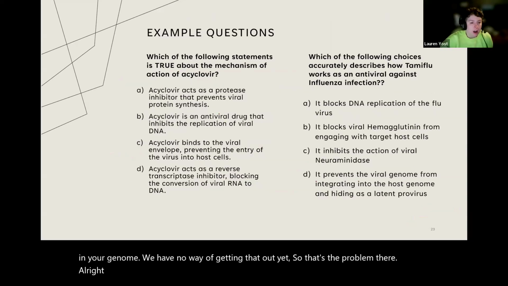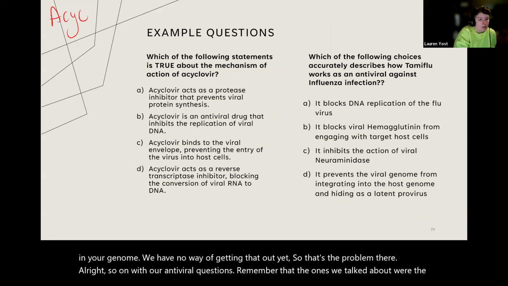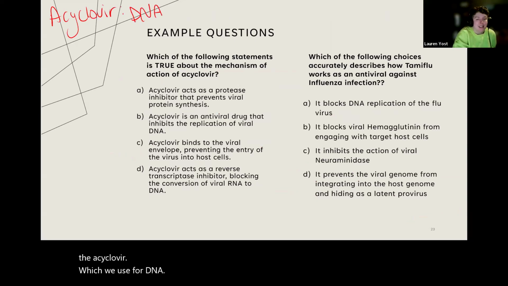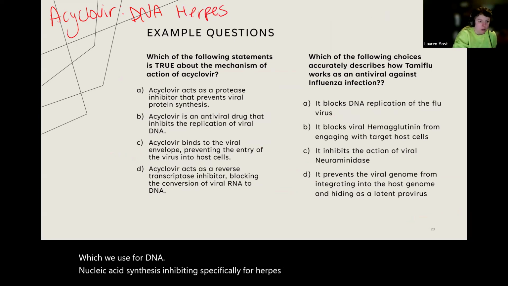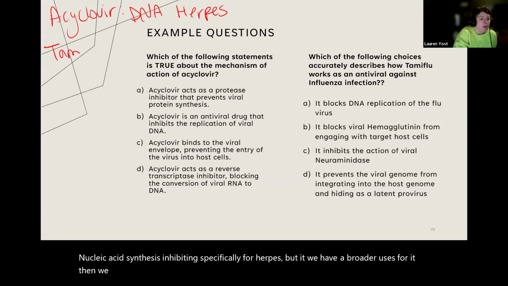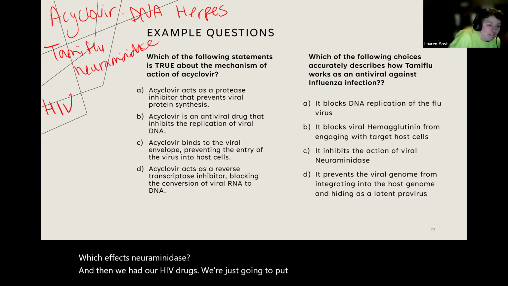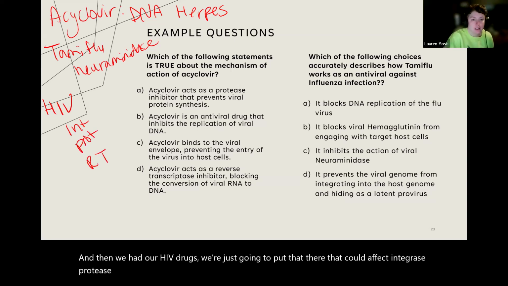All right, so on with our antiviral questions. Remember that the ones that we talked about were acyclovir, which we use for DNA, nucleic acid synthesis inhibiting, specifically for herpes, but we have broader uses for it. Then we had Tamiflu, which affects neuraminidase of flu. And then we had our HIV drugs. We're just going to put that there. That could affect integrase, protease, or reverse transcriptase.